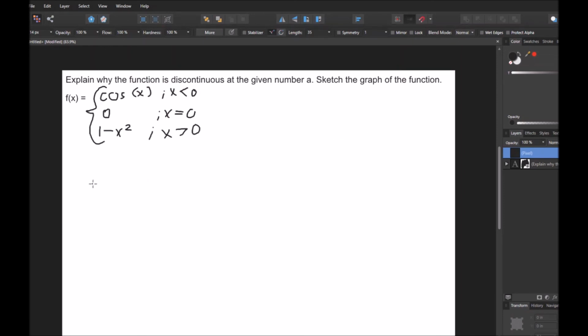Okay, so in this next problem we are once again asked to do the same thing, but again we're given a different function. This time our function is defined piecewise, but it's defined in 3 different pieces this time. The first being cosine of x when x is less than 0, 0 when x is 0, and 1 minus x squared when x is greater than 0. So I'm going to go ahead and make a graph here. And I'm going to go ahead and plot my pegs here.